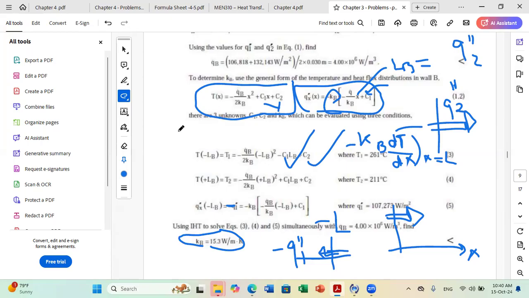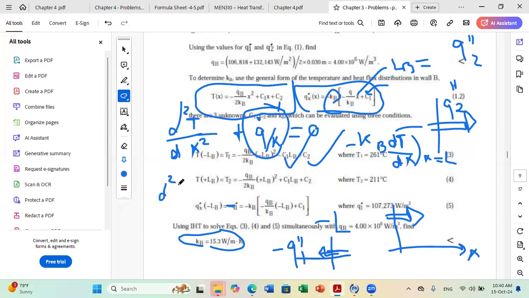You go back to the equation. What is the differential equation? Second derivative of t with respect to x, because first of all, it's 1D. Do you have variation with y and z, or only variation with x? Only with x, so it's 1D. You have steady state, meaning no variation with time, but you have generation. So the generation term you can't remove, unlike pure conduction. Okay, so now take this to the other side. What does it become? Second derivative of t with respect to x.